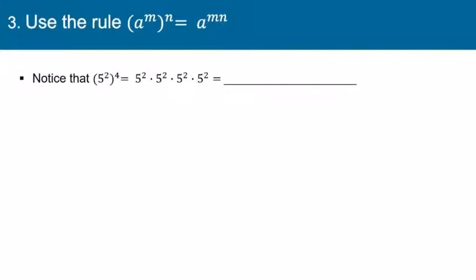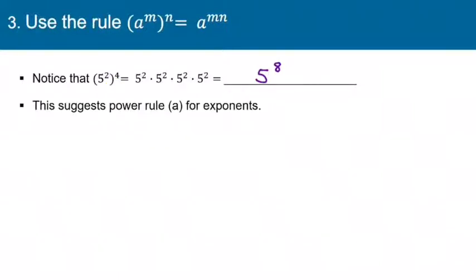So this total comes up 5 to the 8th power. Now look back at the problem. 5 squared raised to the 4th power became 5 to the 8th. So can you think of a way that we could skip this middle step? Well, it looks like we should be able to multiply the inside exponent times the outside exponent. And that is exactly what happens.